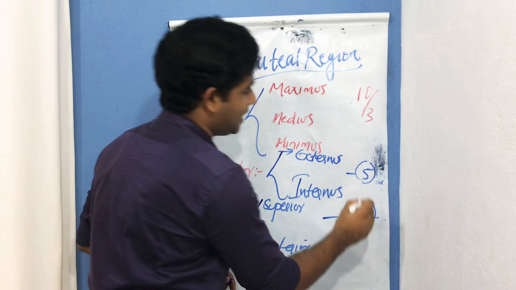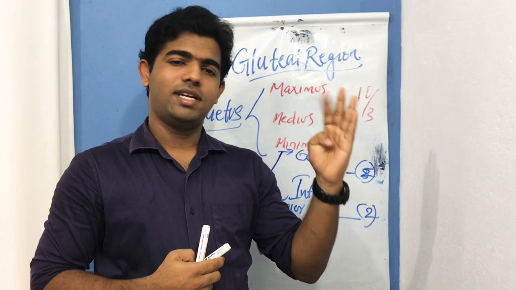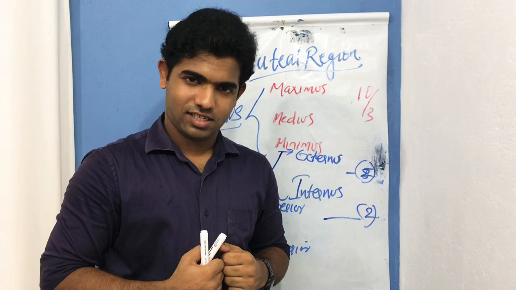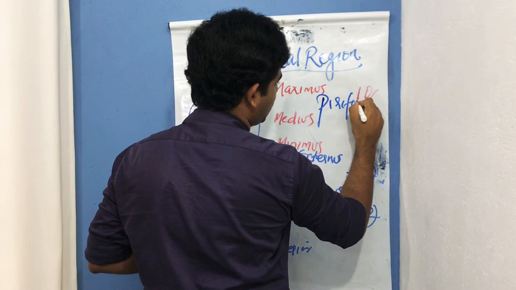Now 3 plus 2 is 5, plus 2 is 7 names. How easy it is. You just have to remember gluteus, and you get medius and minimus. You remember gemellus, you get gemellus superior and inferior. You remember obturator, you get 2, obturator internus and obturator externus. And what are the other muscles? The piriformis, which I already told you about. Most of us know this muscle in the body. So that's not a big deal.